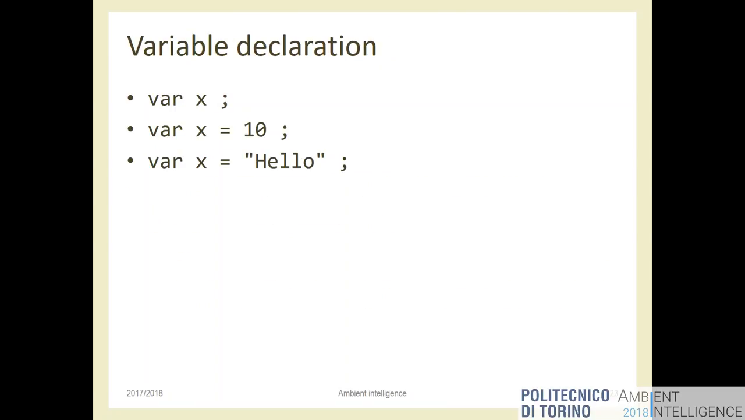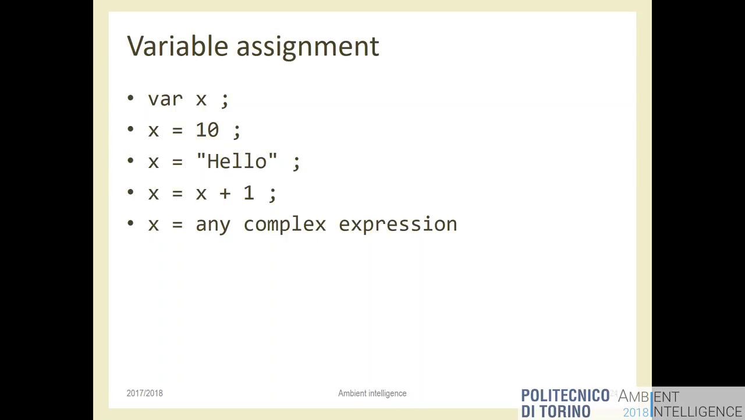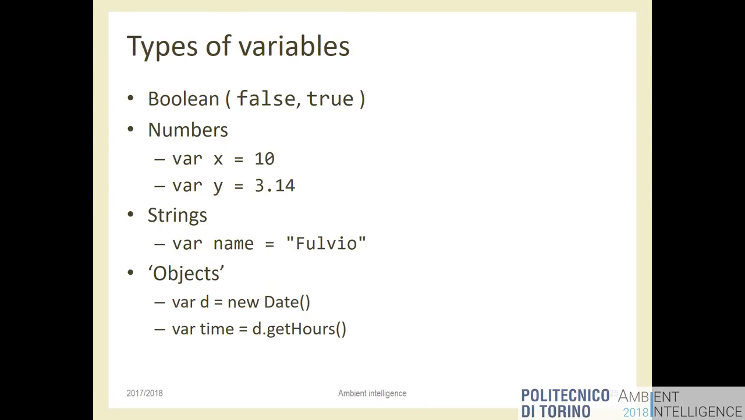Okay, we already saw some variable declaration. You can declare a variable and assign an object of type integer to this variable, or an object of type string to the variable, or make any kind of operations. Remember that if x is 10, x plus 1 is 11. If x is hello, x plus 1 means hello 1. It becomes concatenation. But then you can have any expression.